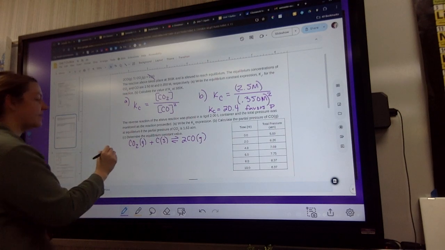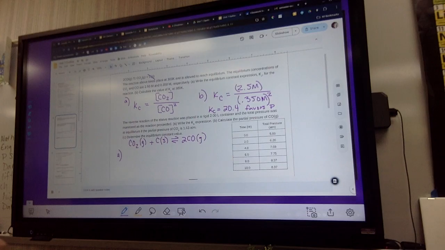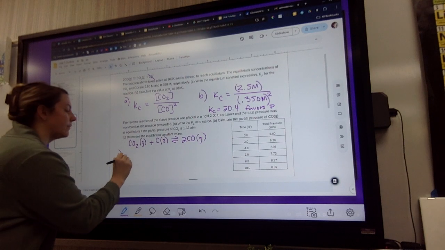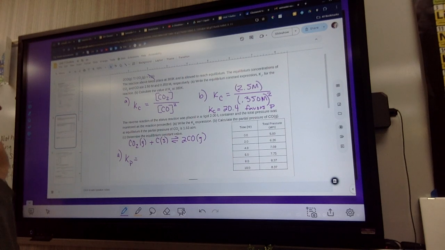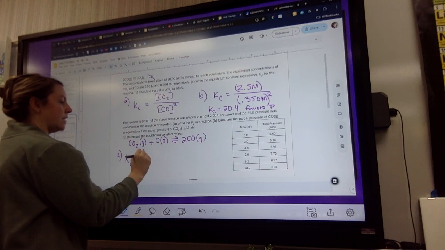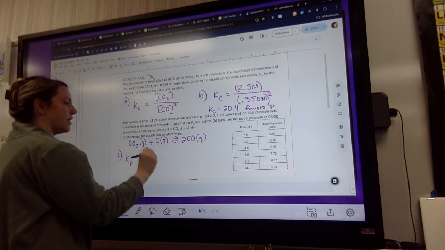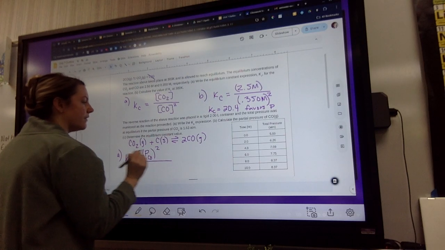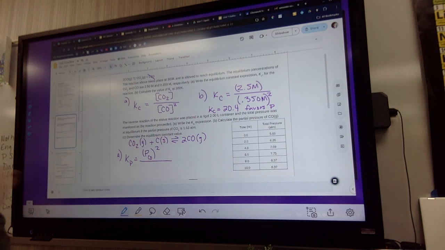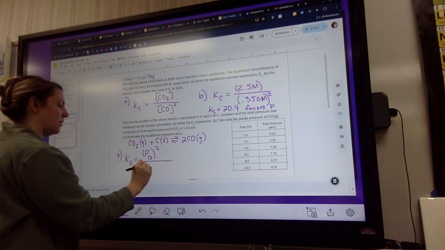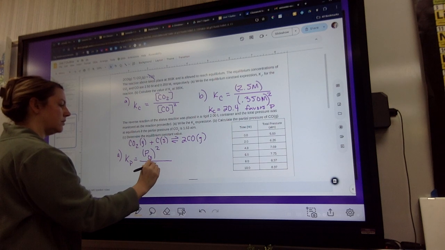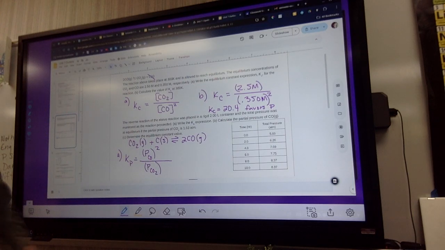Okay, so for our A, we're going to write our Kp. So what's our product? Yes. So we're going to have the pressure of CO squared divided by pressure of what? Pressure of CO2 raised to the first power. We're not going to include the carbon because it's a solid. Okay, so A, done.